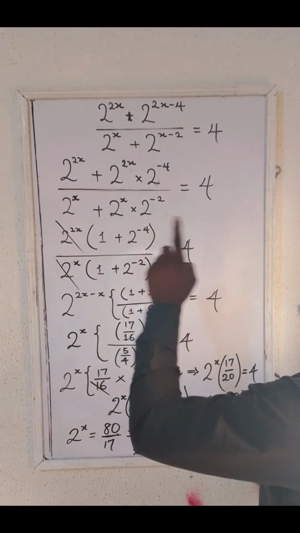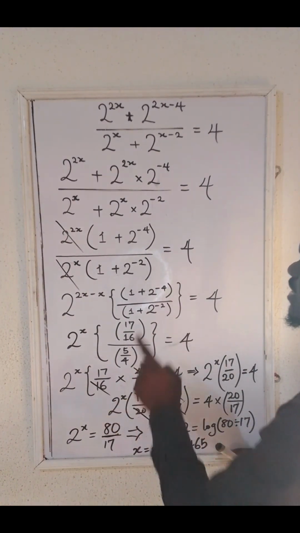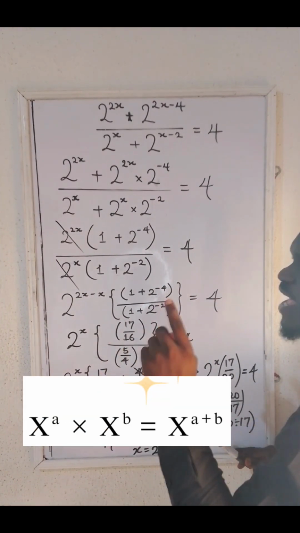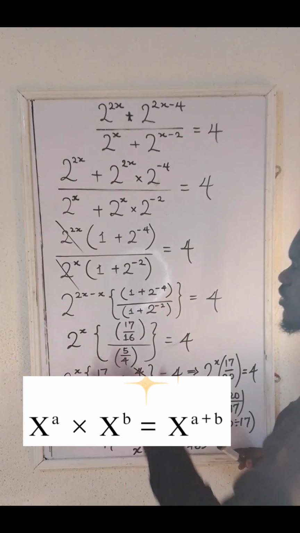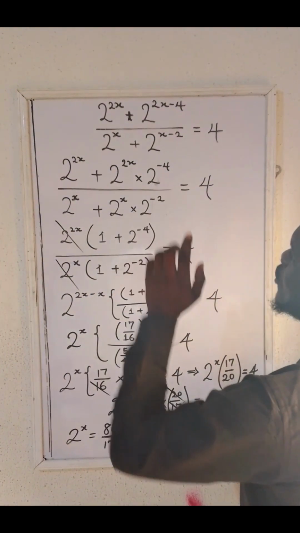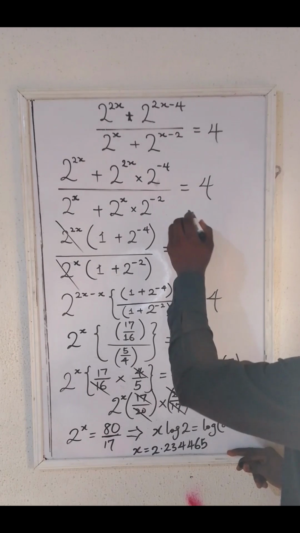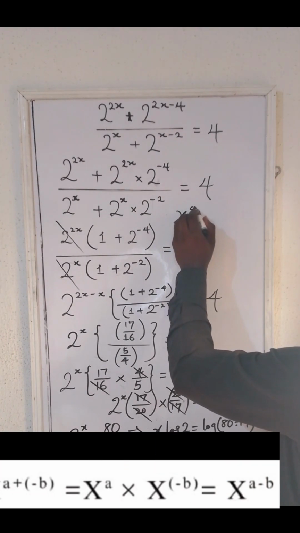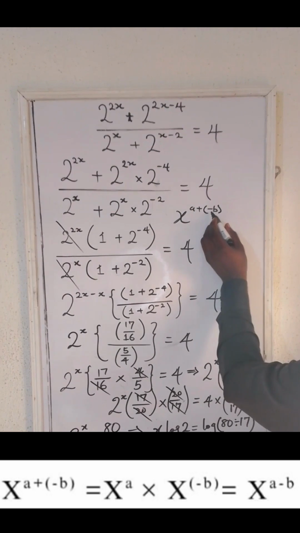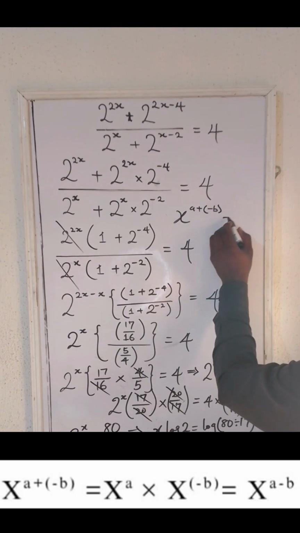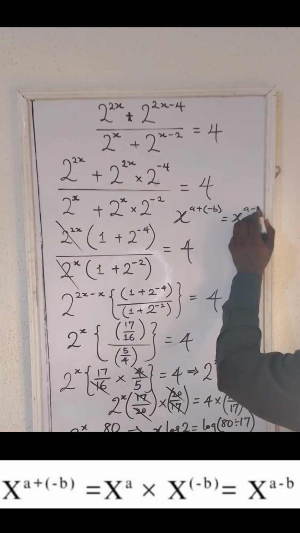Just remember that you have a law in indices that said x to the power of a times x to the power of b must be equal to x to the power of a plus b. Once you've noted that, the next thing we need to understand is that that same law can be written as x to the power of a plus, you can put your minus b here because you have this plus here. So plus as minus will be the same as what? x to the power of a minus b.